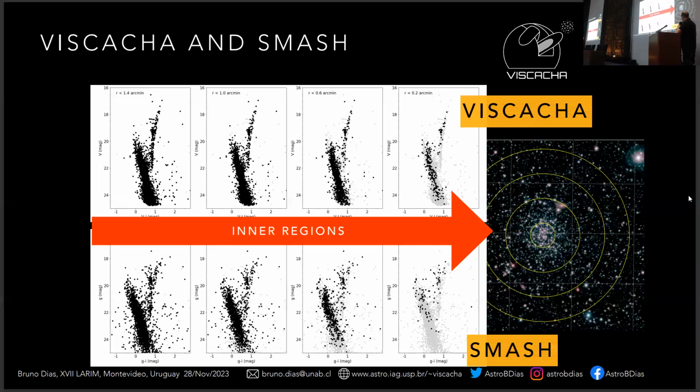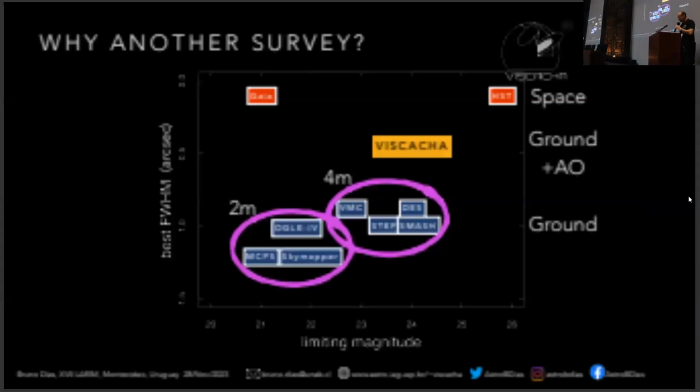So here's an explicit example of the color magnitude diagrams. If I split the same image in rings, the external part are sparsely filled with stars. So both surveys, both photometry are very similar. So they're okay. There is no advantage of using VISCACHA here. So we are focusing only on the star cluster. If you go to the core, you can see that we can reach down to the main sequence with good photometric errors and the entire thing. And here you start losing low mass stars really quickly. So this is what we're exploring here.